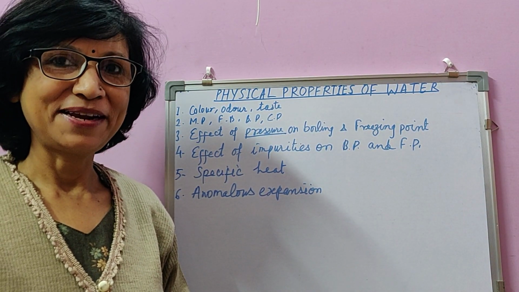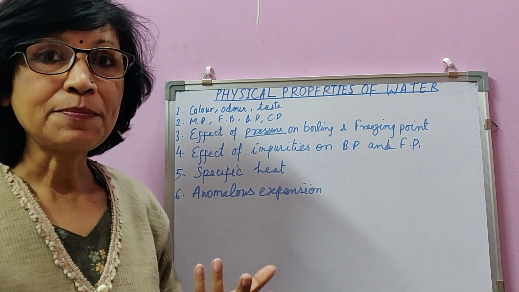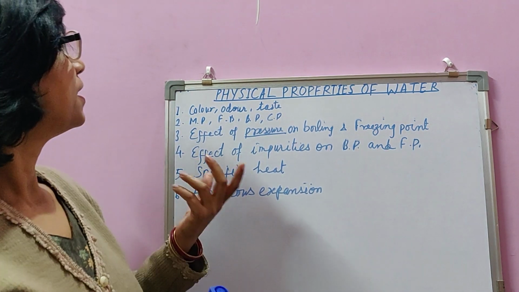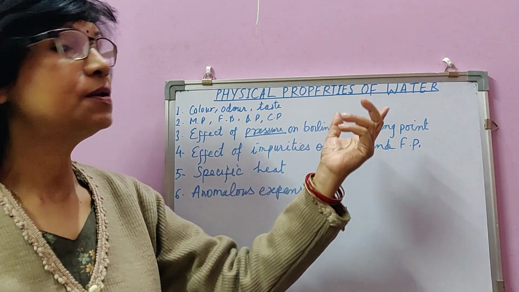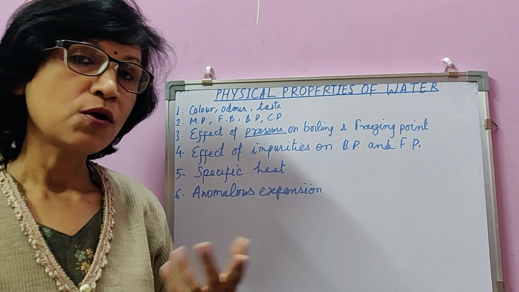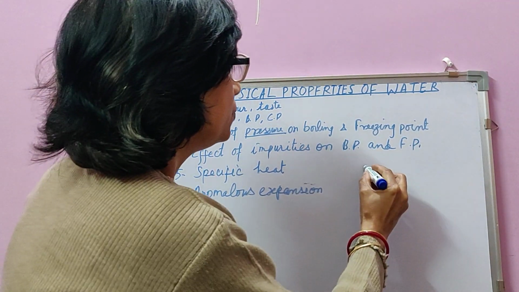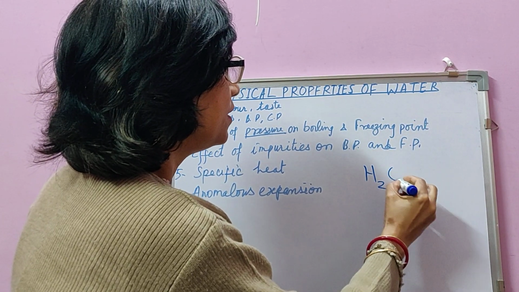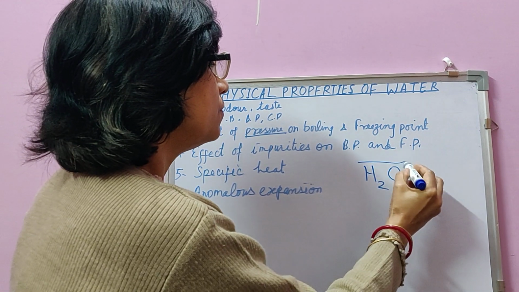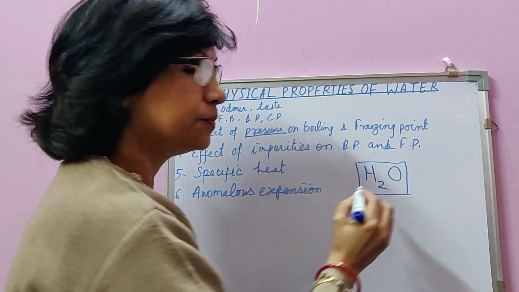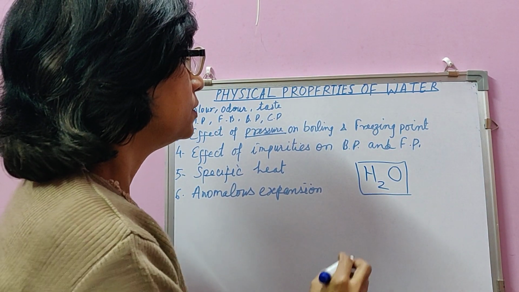Good morning, dear students. In the chapter Water, right now we are going to start with physical properties of water. Composition of water you already know. H2O: two atoms of hydrogen combined with one atom of oxygen to form one molecule of water. Water is a pure substance and is a compound.